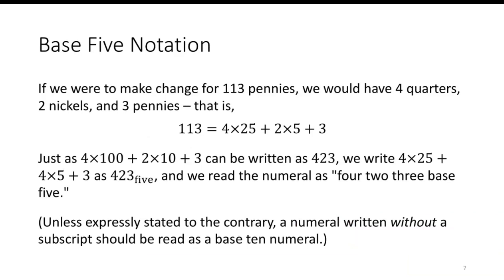So if we were to make change for 113 pennies, we would need 4 quarters, 2 nickels, and 3 pennies. That is, 113 is 4 times 25 plus 2 times 5 plus 3. So just as 4 times 100 plus 2 times 10 plus 3 can be written as 423, 4 times 25 plus 2 times 5 plus 3 can be written as 423 base 5. And we read that as 423 base 5. Unless expressly stated to the contrary, a number written without a subscript will be read as base 10.